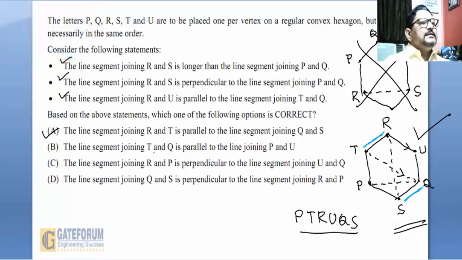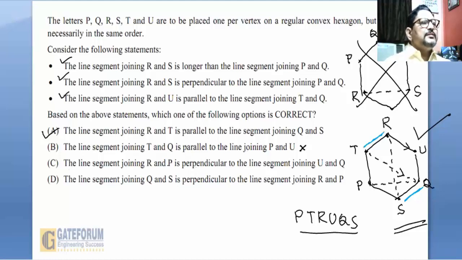Next, the line segment joining T and Q is parallel to P and U. It is definitely not so. I hope we can understand. So this is not true. Though of course only one option will be correct, since this is an explanation session, I'm going through all of them. In the exam hall, the moment you have found this out, forget the others, save time.